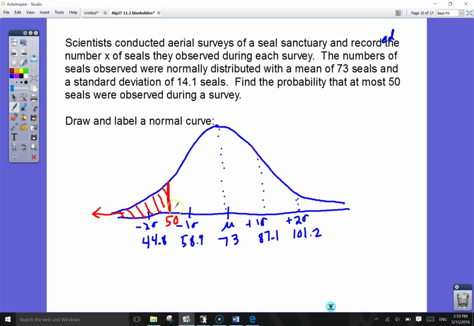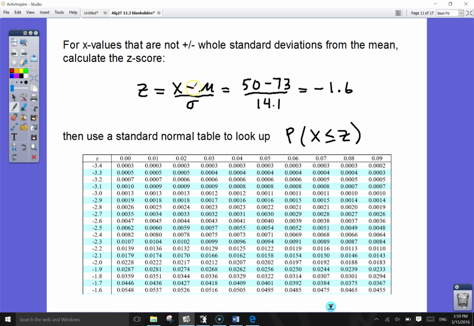Remember, I think I've got this on the next slide, the z-score is the data value, which in our case is 50, minus the mean, divided by the standard deviation. So 50 minus 73 over 14.1. Do the math: negative 1.6, although I have to say I rounded that off a little bit. It had more digits after that.